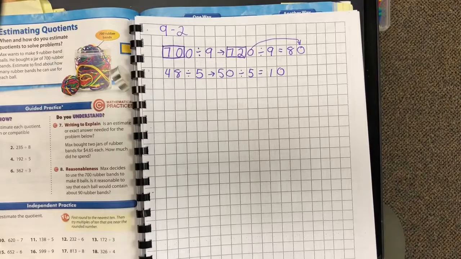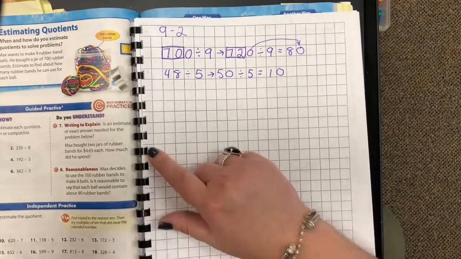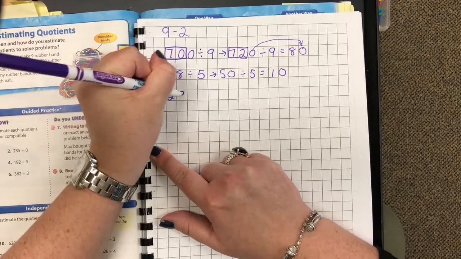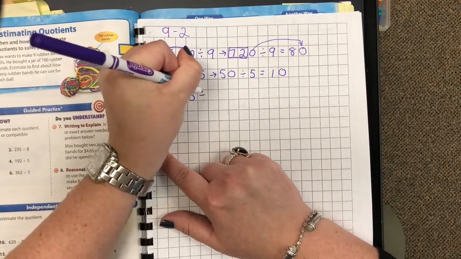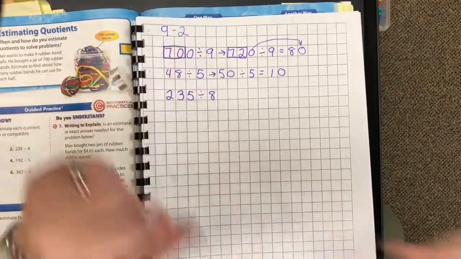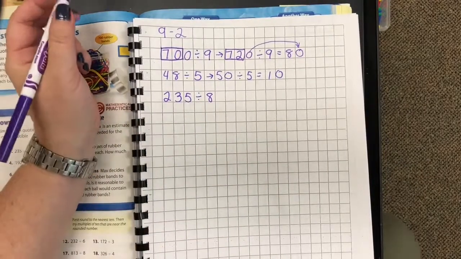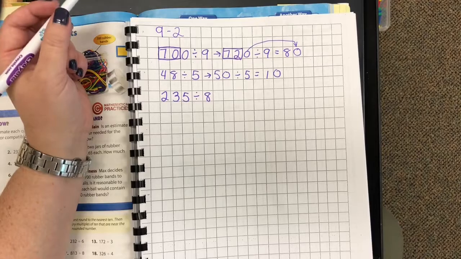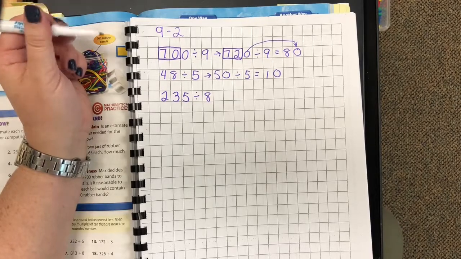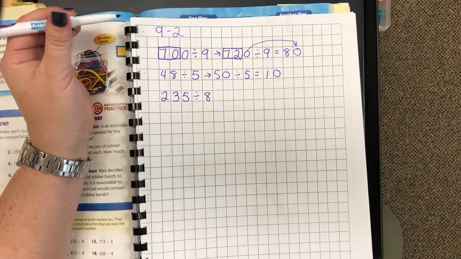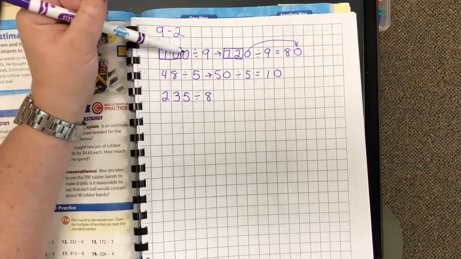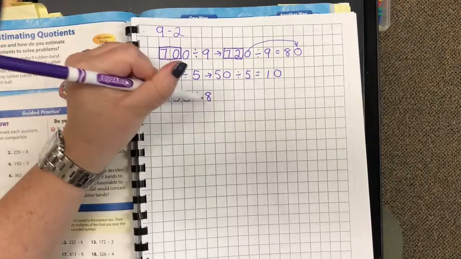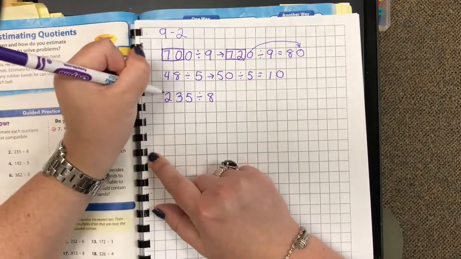No big deal. Okay, but what about this? This is the first time we're seeing this. 235 divided by 8. All right. Again, we're estimating. So when we are estimating, even though it's not proper rounding, we still want to end in that 0. So here's what I do first. This is my original problem. I'm going to box out what's important.